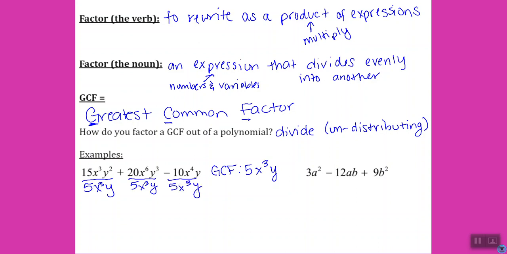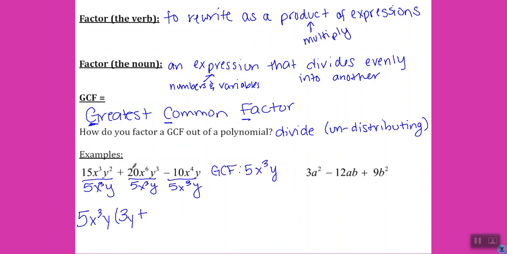And since we're undistributing, the 5x cubed y goes out front, and what we get after we divide goes inside. So 15 divided by 5 is 3. We had x cubed, we divided by x cubed, so those canceled out. We had y squared divided by y, which basically means there were 2 y's here. We divided one out, so there's 1 left inside.